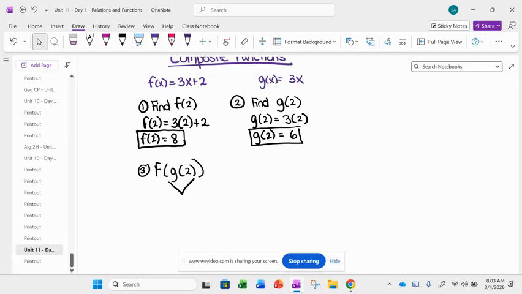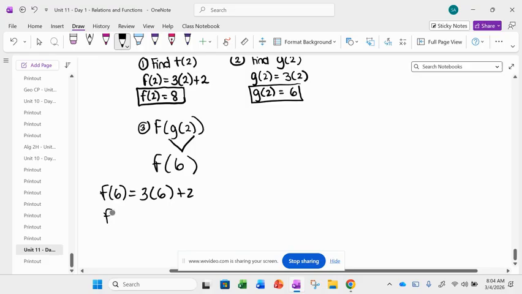So we already did that. What was g of 2? 6. So now I have f of 6 because g of 2 gave us 6. Now what I have is f of 6. So now I go to the f of x function, and wherever I see an x, what am I inputting? A 6. So it's going to be f of 6 is equal to 3 times 6 plus 2. So f of 6 is 20.